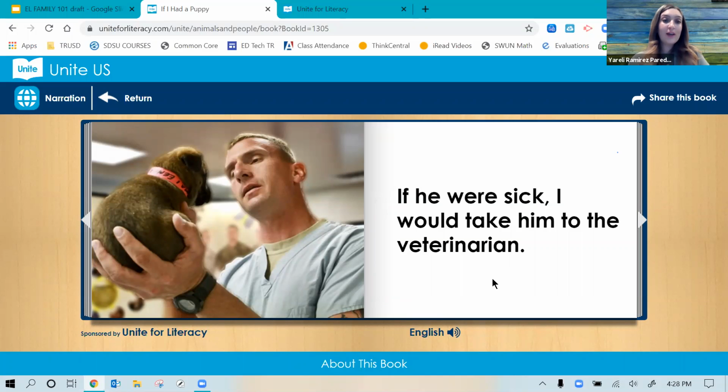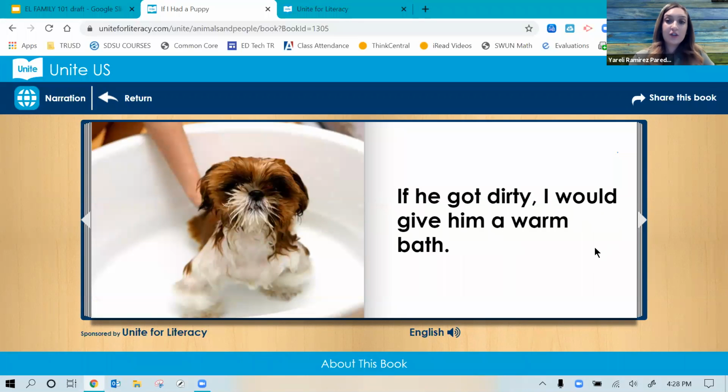So I'm going to go ahead and continue. I might not stop after every page, but I want you to notice how I read it, the tone I read it with, and questions or comments I might make. If he got dirty, I would give him a warm bath. Oh, look, the puppy must have had a bath. He's all wet.